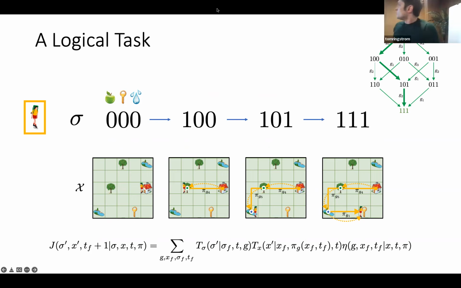Okay. So another thing you can do is just simple logical planning. If you have a bit vector space, these bit vectors aren't dynamic. So if you just have to collect items, like collect an apple and a key and water, essentially you can use the same sort of update rule. You just don't need the forward prediction in these latent spaces, because these are stable states.